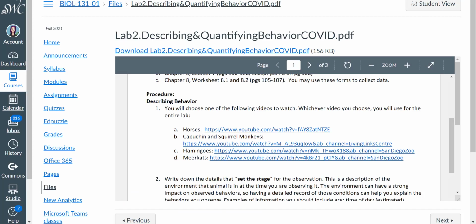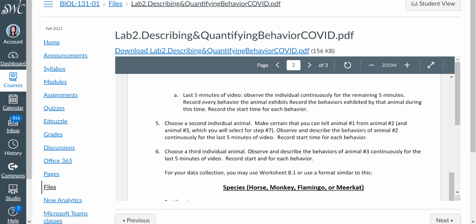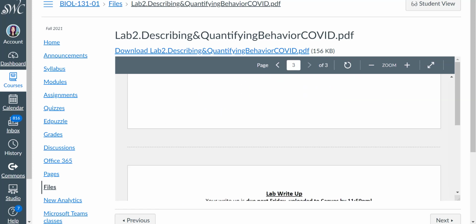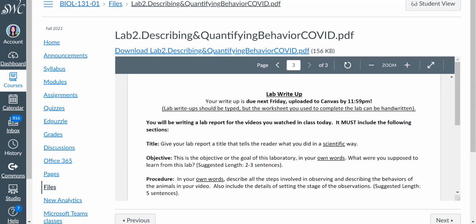At the end of this lab, if you go to the very end of your document, you'll see that there is a lab write-up. This write-up is due next Friday, uploaded to Canvas by 11:59 p.m. Note that these lab write-ups will come at the end of almost every lab we do. These write-ups should be typed. However, any data you collected during the lab, any worksheets you filled out, you don't have to retype those. Those can be handwritten. That's totally fine.